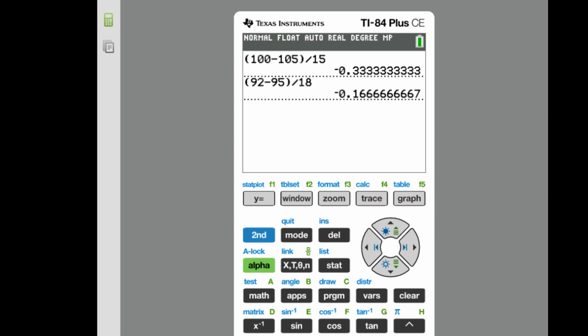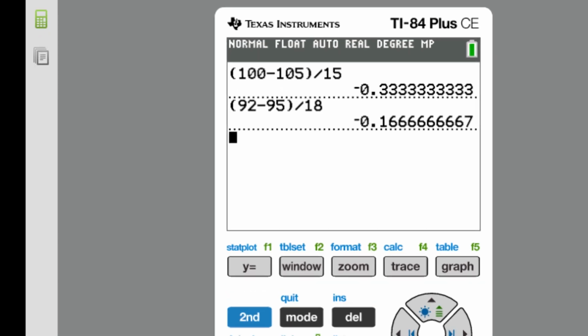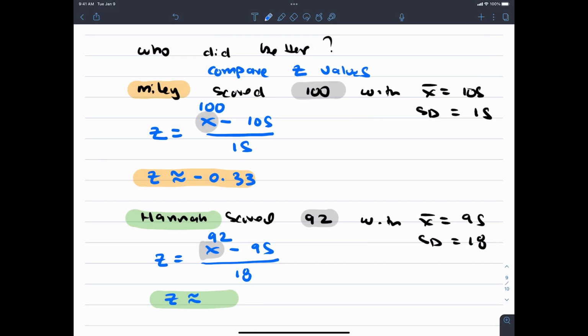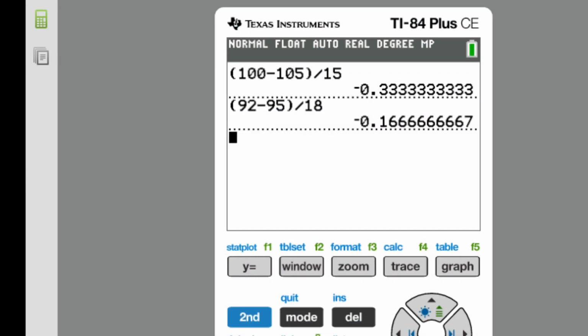So what do you guys notice about these scores here? We're going to compare. So the first case, going to the hundredths, is negative what? Is that negative 0.33 for the first? For Miley, she got negative 0.33 here? Okay, what about Hannah? Negative 0.17, is that right?